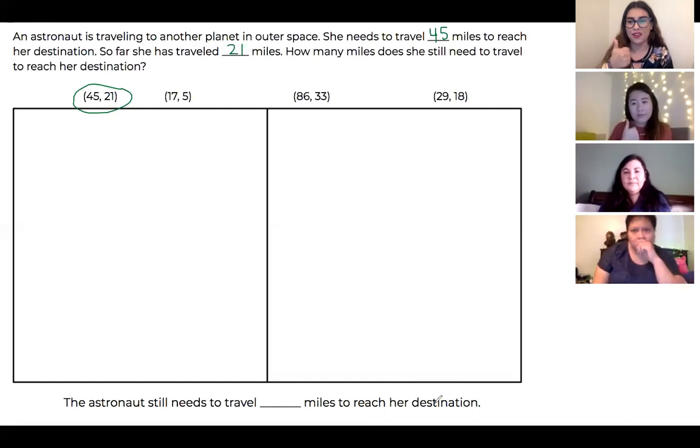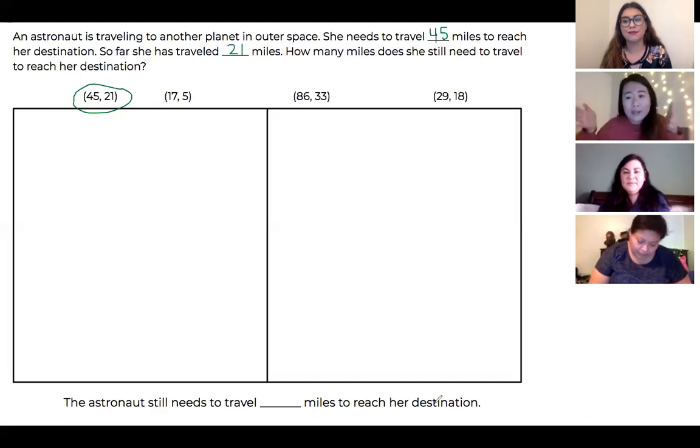Miss T, I know you're ready. What does 45 mean in this story? 45 means the total number of miles she needs to travel to get to the destination. Thank you for using that keyword total, because we need to make sure we're going to reread the sentence. It says she needs to travel 45 miles to reach her destination. The total amount. Thank you.